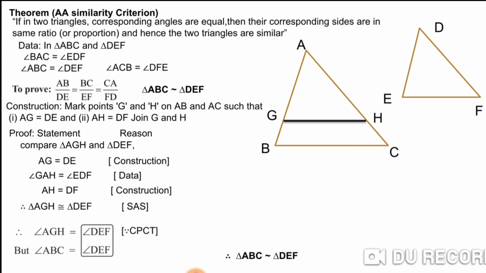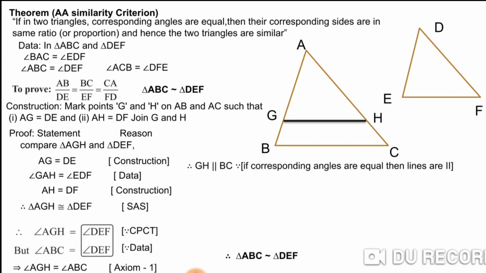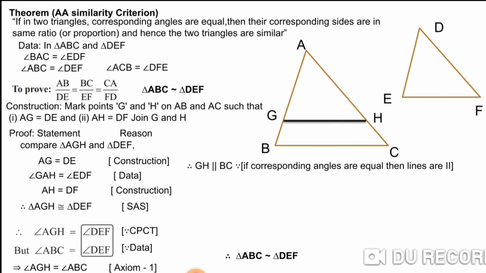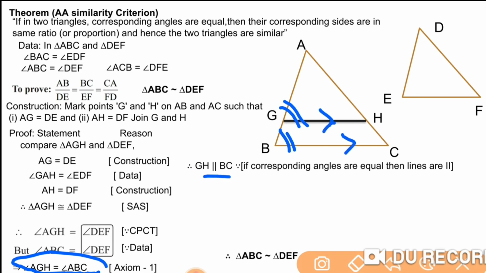The next step we are writing is that those two angles become equal, AGH and ABC, because of axiom 1. We know that if this angle and this angle are equal, then GH is parallel to BC. Since if I have to prove that any two lines are parallel, I need the corresponding angles to be equal. So if the corresponding angles are equal, according to the axiom we have written, G is equal to B, and these are nothing but corresponding angles. Since they are equal, therefore GH is parallel to BC, which we have written here.